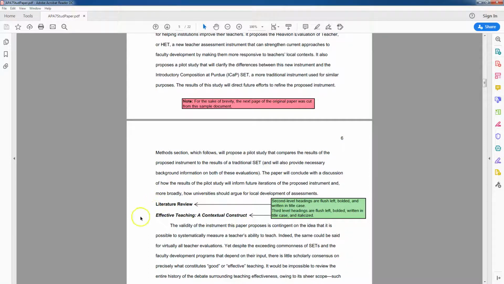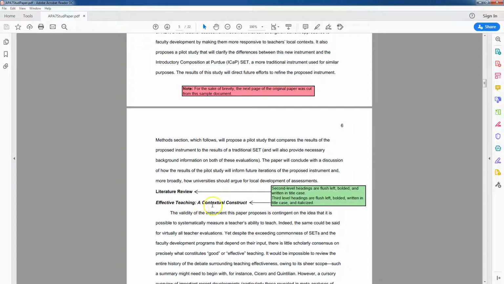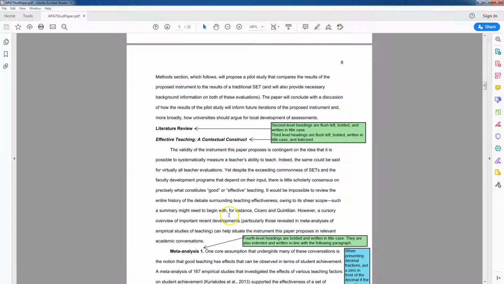But here's the new thing. It used to be that level 3 headings went right in the paragraph. Now they're not. They are now left justified and bold, but they're italicized. So this is the new APA 7 level 3 heading. So it's bold, flush left, and title case. The first letter of each word is capitalized, and it is also italicized.